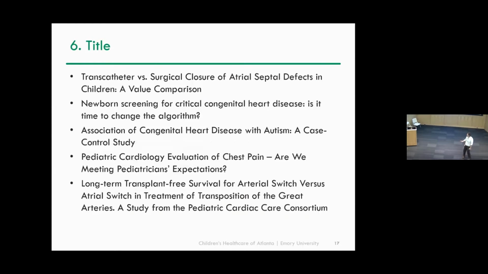So, an example: transcatheter versus surgical closure of atrial septal defects in children, a value comparison. There's not a whole lot of value work. It's a hot topic, but you don't see a lot of value talk. So we wanted to make sure people understood that we're not just talking about outcomes here, we're talking about value. So we made sure that was in the title. Newborn screening for congenital heart disease: is it time to change the algorithm? There's the question and kind of the controversy, like, hey, should we change what we're doing?